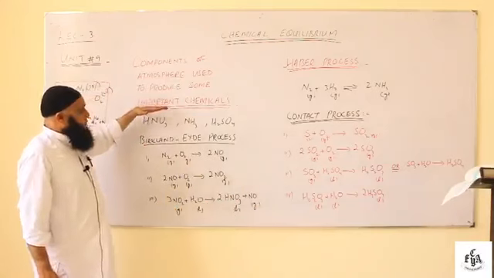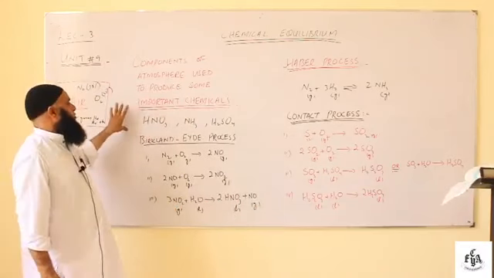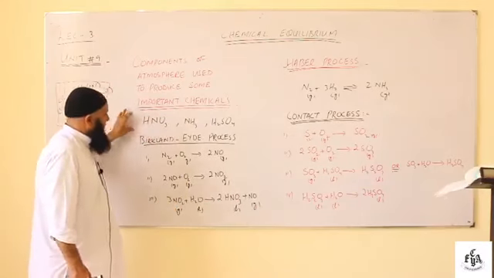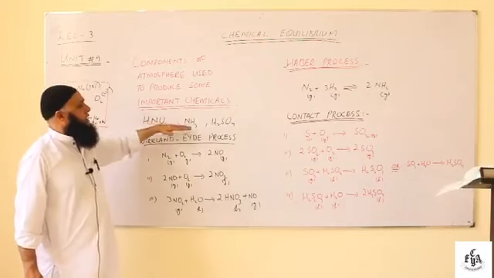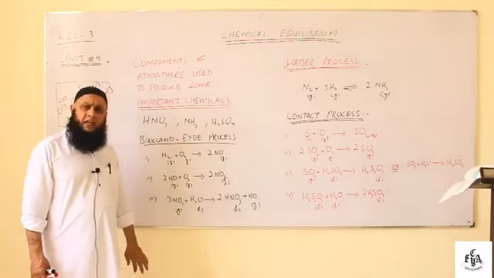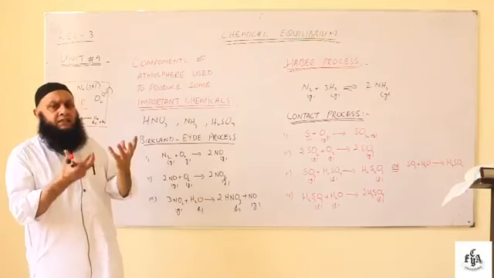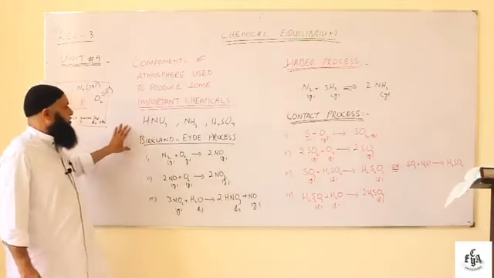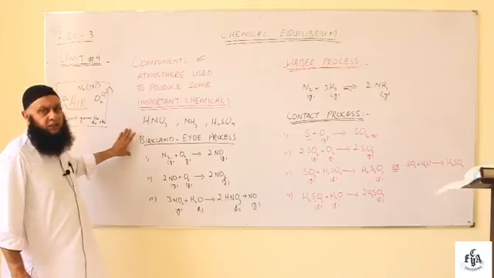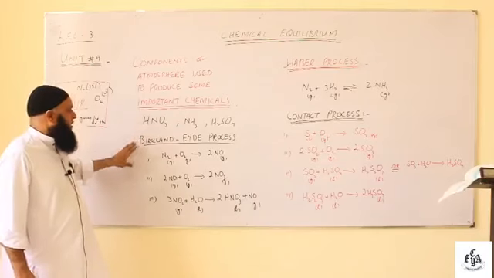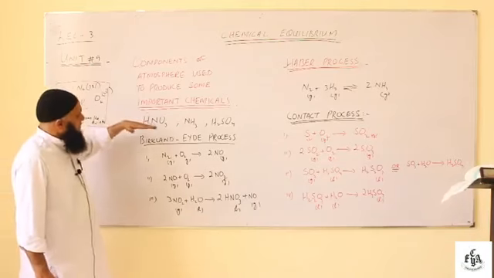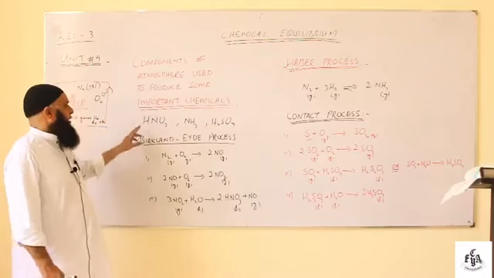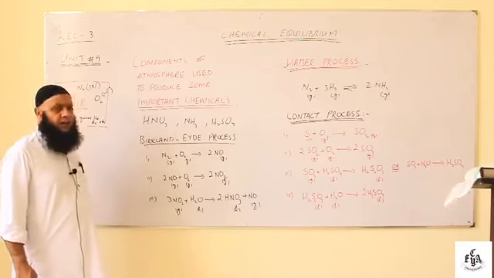So very briefly I will try to explain how nitric acid, ammonia and sulfuric acid can be formed by collecting these gases from the air. The first process is known as the Ostwald process. The Ostwald process is the process for the formation of nitric acid. Here hydrogen, oxygen and nitrogen are used.